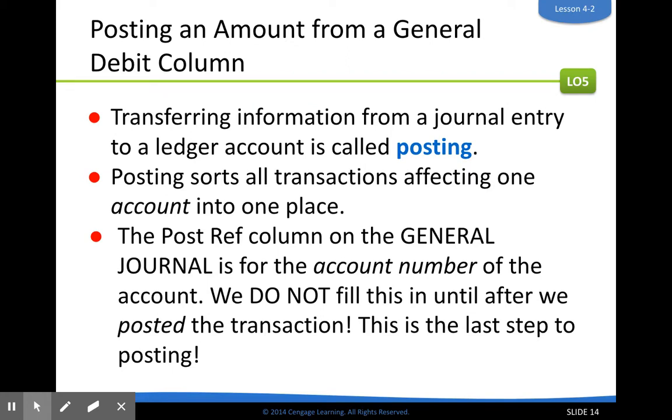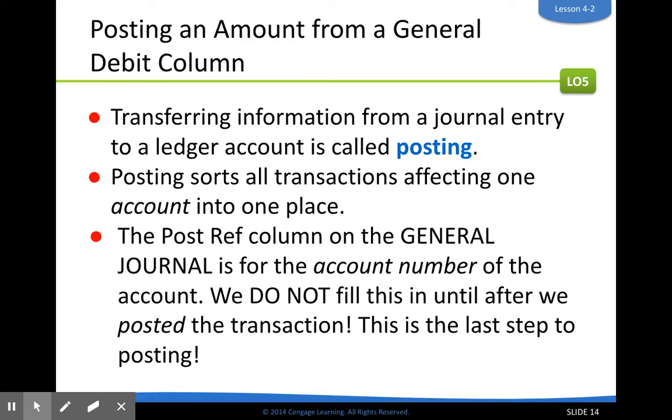So we do this so that we can sort all transactions affecting one account into one place. So if we want to know exactly how much supplies we have, we don't go to the journal. We would go to our ledger where we have that specific account to know exactly how much we have.